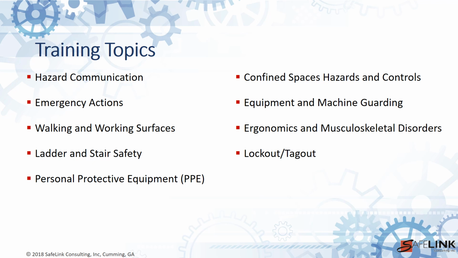There are many components of a health and safety program. The topics that will be covered in this course are hazard communication, emergency action planning, safety on walking and working surfaces, ladder and stair safety, use of personal protective equipment, confined spaces and controls, equipment and machine guarding, ergonomics and musculoskeletal disorders, and lockout-tagout. Any other hazards specific to your job tasks will be covered separately by your employer.